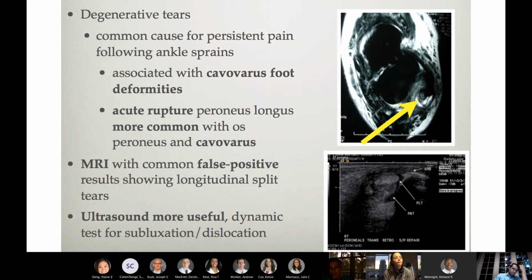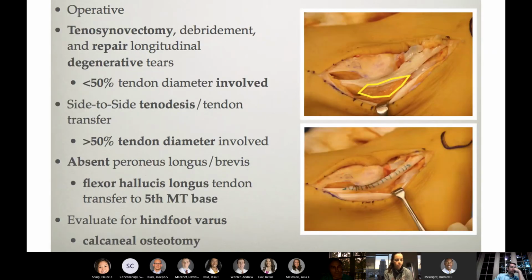I use ultrasound in our clinic at this point, looking for subluxation or dislocation. I typically can tell on examination fairly easily: have them plantar flex the foot and then evert, and keep your fingers on the tendons, and you can feel them come and perch on the posterior fibula or even dislocate. You can go to the next slide.